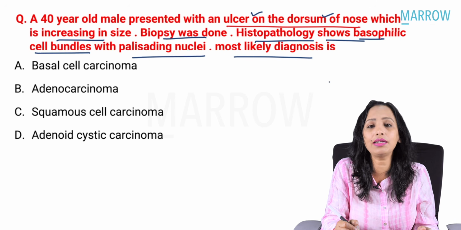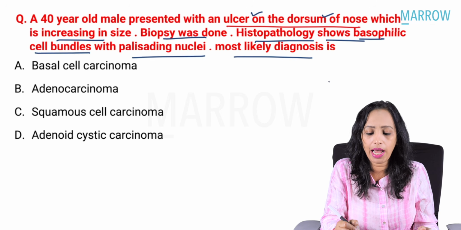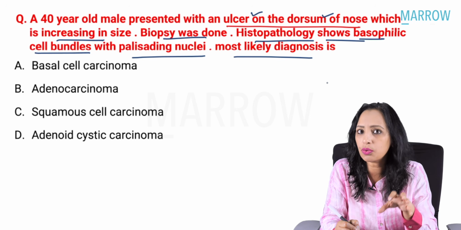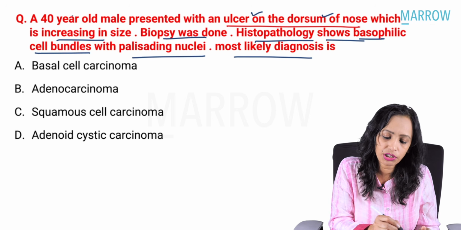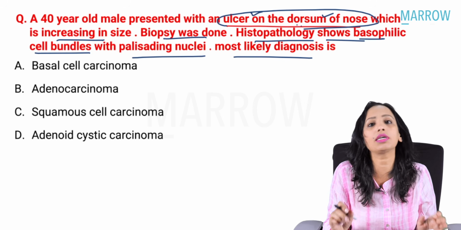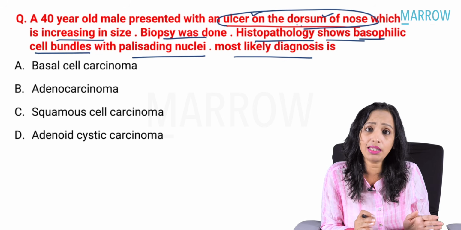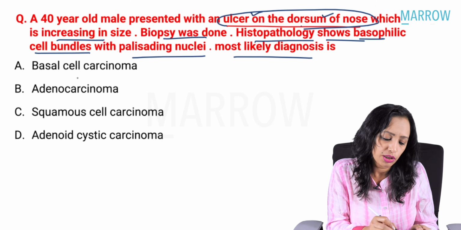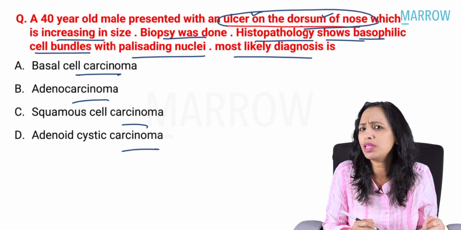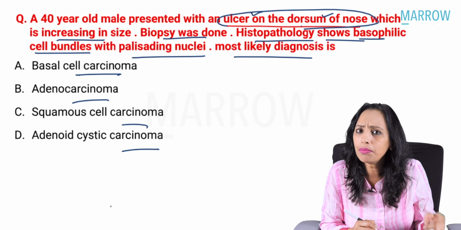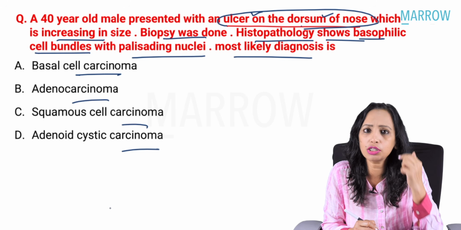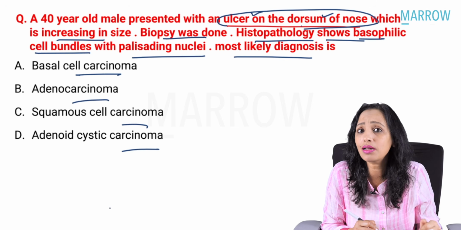Now, as a clinician, when a patient like this comes, or when I see a question like this, that there is a patient who has an ulcer on the dorsum of the nose, which is increasing in size, and I have to choose between choices, all of which are carcinomas, what carcinoma should come to my mind? What is the most common carcinoma of the external nose? It is basal cell carcinoma.